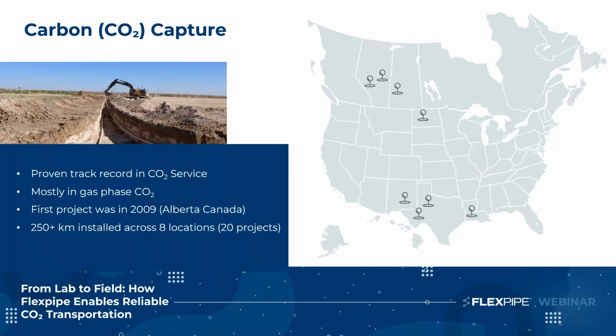Flexpipe has a strong history in CO₂ service with our first project in Alberta, Canada in 2009. Since then, we have installed over 250 kilometers across 20 projects at 8 locations in various CO₂ phases, but the majority has been for gas phase CO₂ applications.